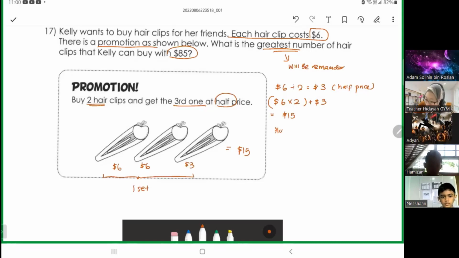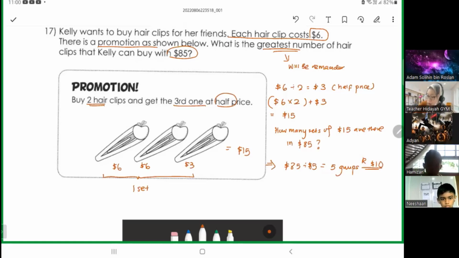Now, how many sets of $15 are there in $85? This is my next step. What I'm going to do is $85 divided by $15. And I will be getting 5 groups with remainder $10. This is my remainder. The remainder will be in dollars, but I have 5 groups. 5 groups of your $15 set here. 5 groups of one set.